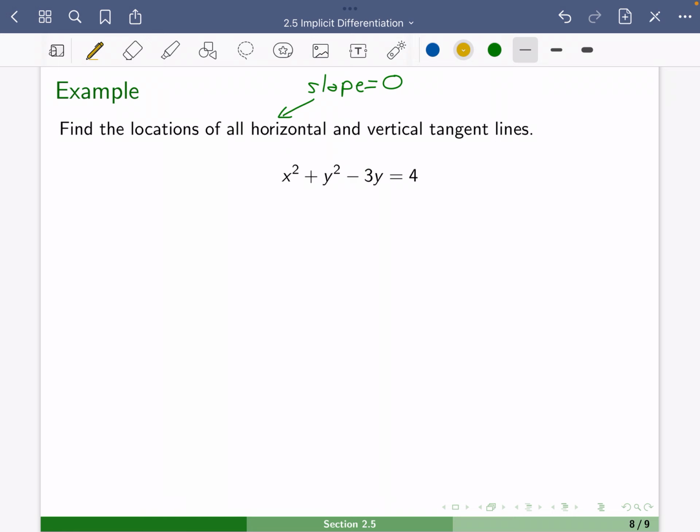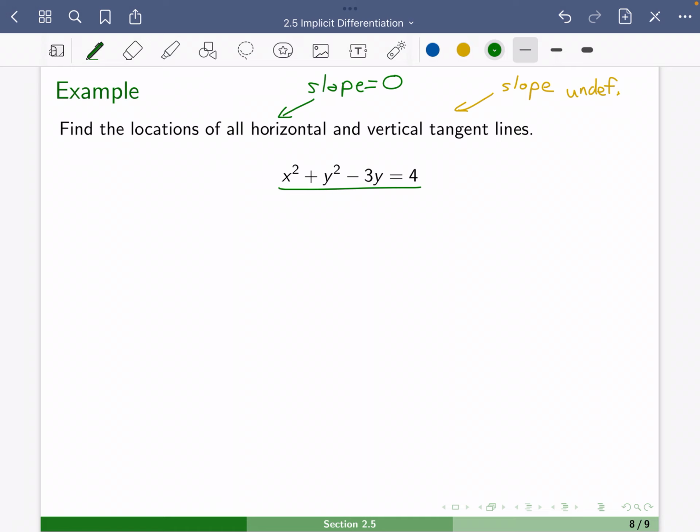If we are looking for vertical tangent lines, then the line is going straight up and down, so that slope is undefined. So we want to find where the derivative is undefined. We're going to need to find our derivative first. Here is our function, x squared plus y squared minus 3y is equal to 4. So we need to find dy/dx. Let's start finding our derivative.